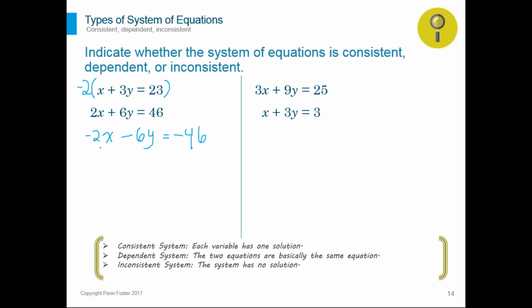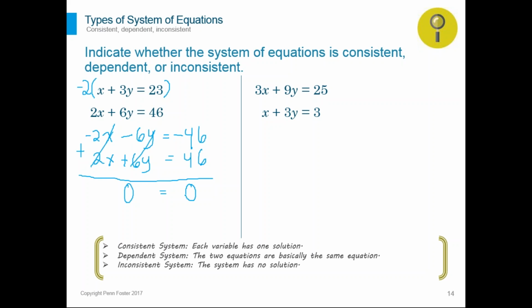Bring the second equation as is. We did not change anything in this equation. And the next step is to eliminate. When you eliminate, you add. And look what happens here. -2x plus 2x is a 0. -6y plus 6y is a 0. So that is a 0. Equals to -46 plus 46 is a 0.